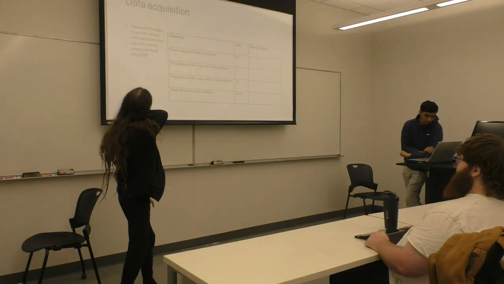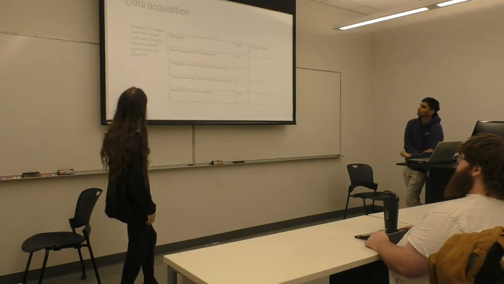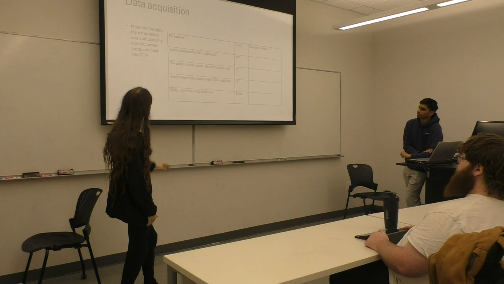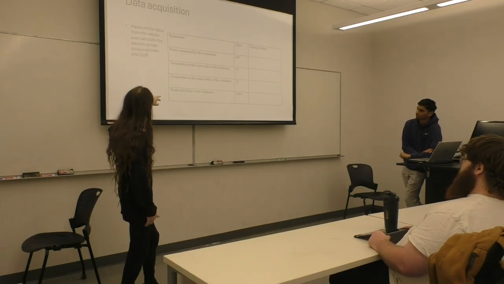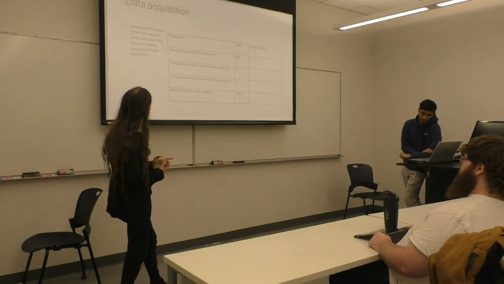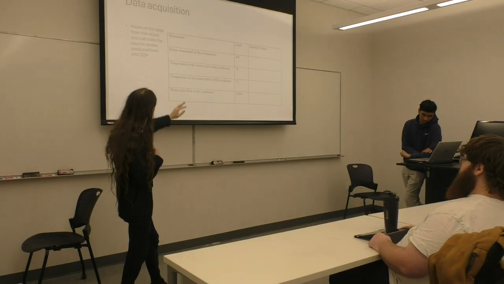Next slide. For the data, for the first test, we will be measuring the power of the compressor, the temperature at the inlet of the condenser and the outlet of the condenser, and the water flow rate. This will be used to get the COP for the system. We'll measure those values from the different sensors and then calculate the COP.